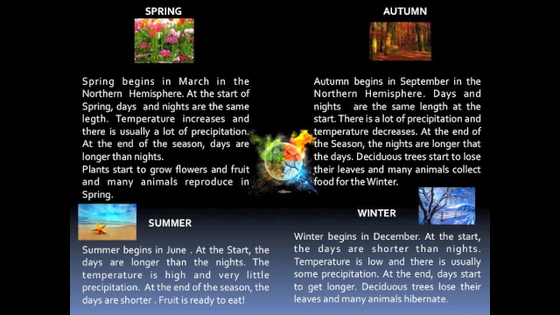Winter begins in December. At the start, the days are shorter than nights. Temperature is low and there is usually some precipitation. At the end, days start to get longer. Deciduous trees lose their leaves and many animals hibernate.